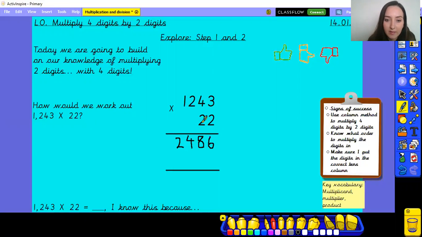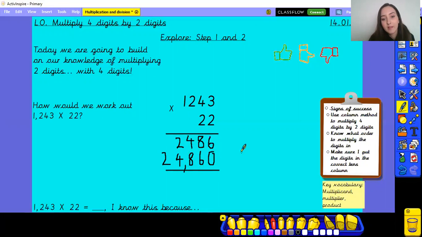Now I'm going to move on to the tens column. So 2 times 3 is 6, and our 6 goes here in our tens column. 2 times 4 is 8, and the 8 goes here in the hundreds column. 2 times 2 is 4, and our 4 goes here in the thousands column, and 2 times 1 is 2, which goes here. And as always, I put a 0 at the end of mine to remind me. So here we have 24,860.